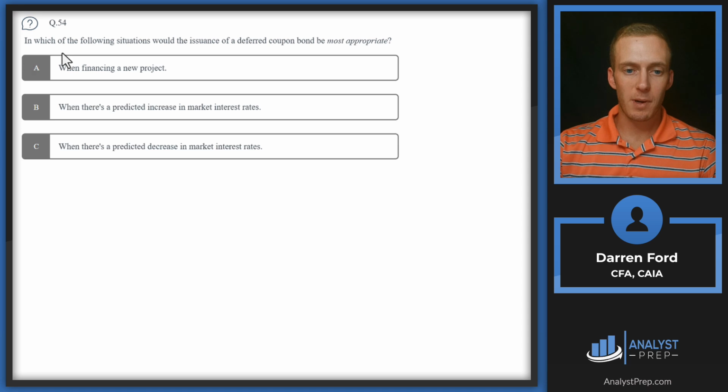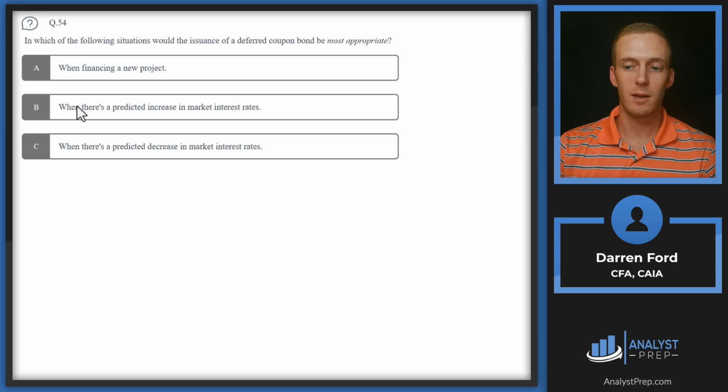So A sounds promising, but let's make sure we can rule out B and C. When there's a predicted increase in market interest rates, this is certainly a good reason to take on debt now and lock in a lower rate. But it's not really a reason that involves the deferred coupon portion. So I think we can go ahead and rule that out.